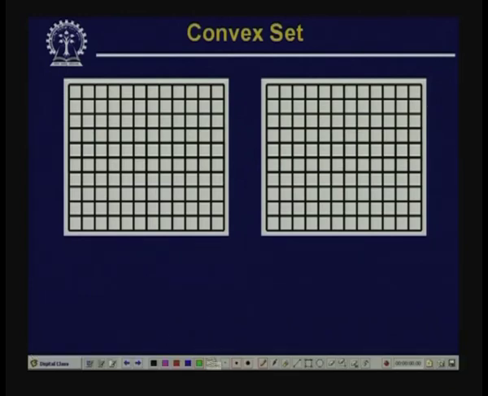Say I have two sets of points. Say one set of points is something like this, and maybe I have another set of points which is something like this. So, this is my set, say S 1, this is say S 2.